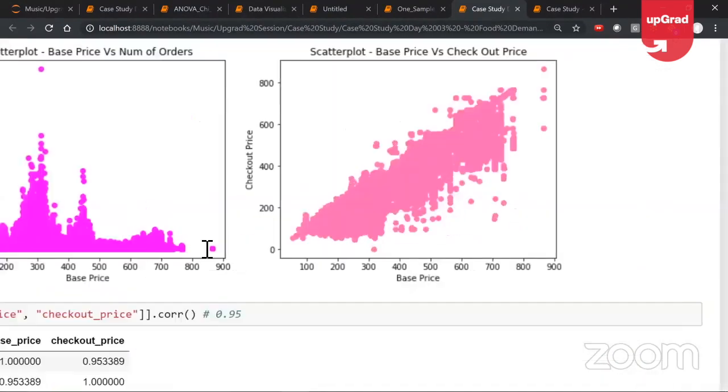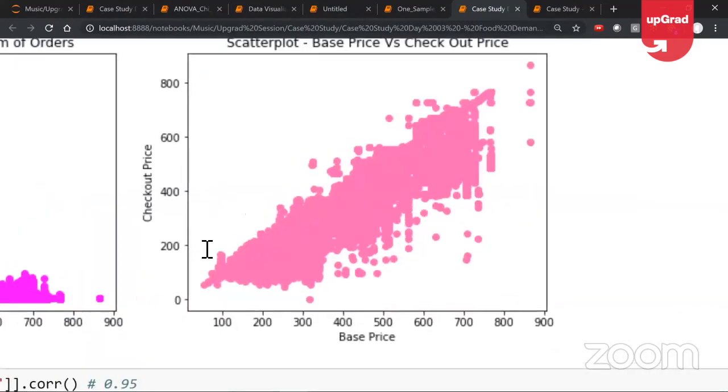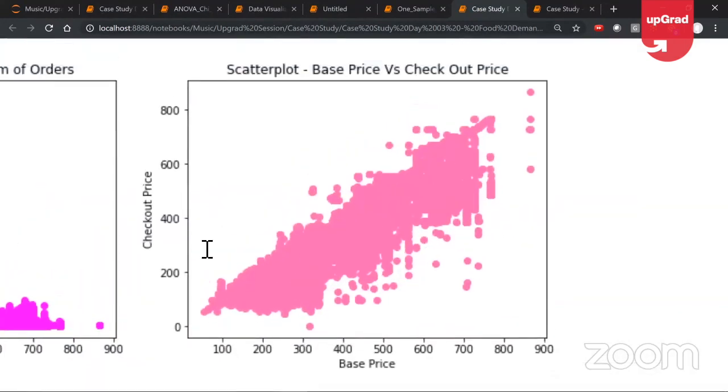Very interesting: base price and checkout price. You'll be amazed by this particular visualization. This is again something that's not relevant for the session. So, base price and checkout price. Typically, you will see that checkout price is always less than base price. Very interesting.